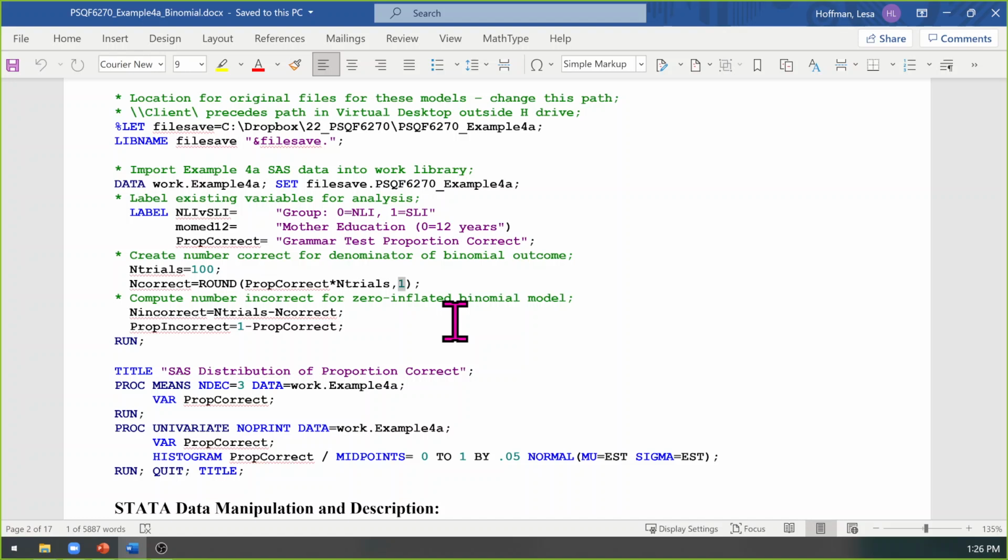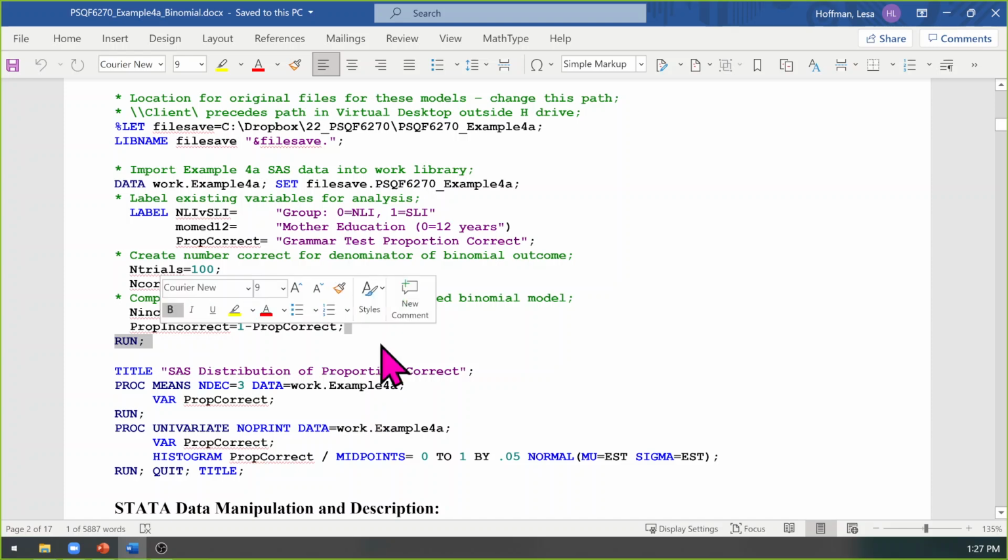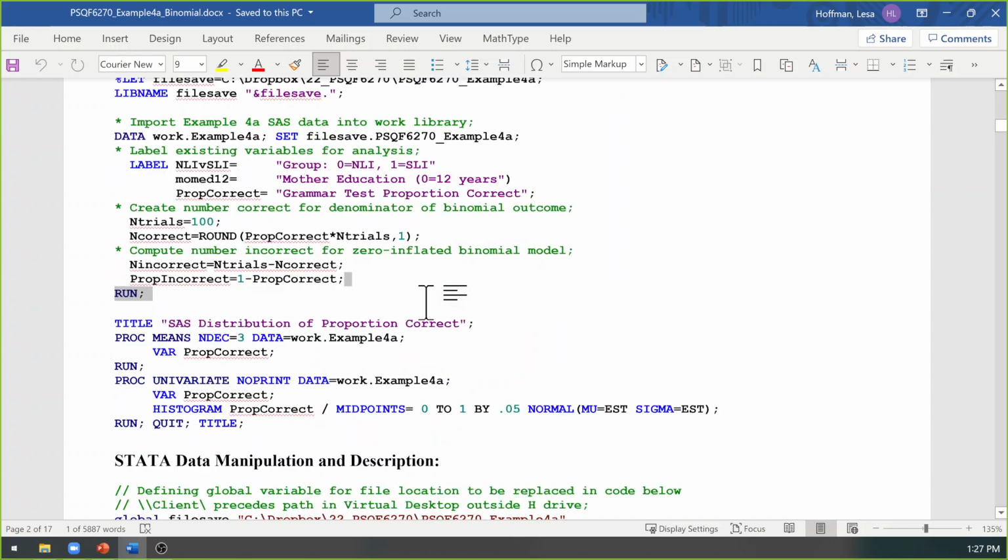But will this be necessary in life? Yes. Because all of these routines are based on number of trials, number correct, number incorrect, and not based on the original proportion, even though what they're eventually going to get back to is the proportion. So then I computed incorrect and proportion incorrect as additional pieces that I'll be using in this analysis.